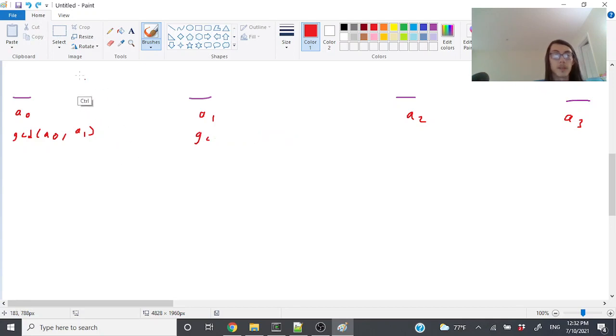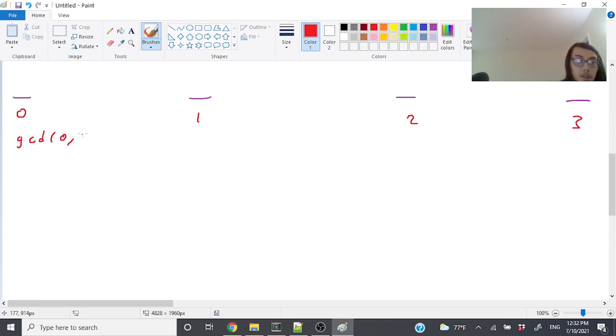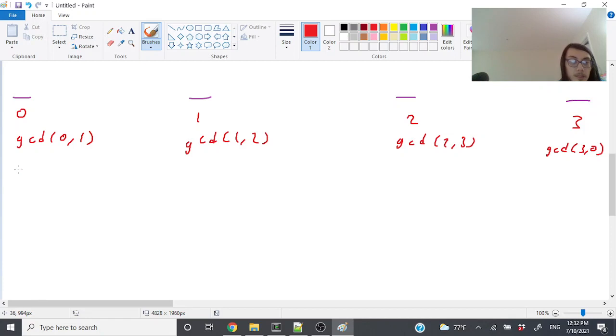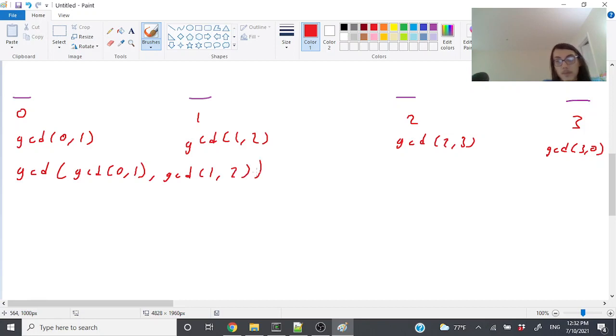Actually, I'm going to stop writing A. I'm just going to do 0, 1, 2, and 3. And you can assume I mean the array values by the indices. So this is GCD of 0 and 1. This is GCD of 1 and 2. This is GCD of 2 and 3. This is GCD of 3 and 0. Now, in the second step, this is the GCD of 0 and 1 and the GCD of 1 and 2. Note that 1 is included twice, but every divisor of 1 is already included, so there's no real reason to include it twice, so you might as well only include it once.